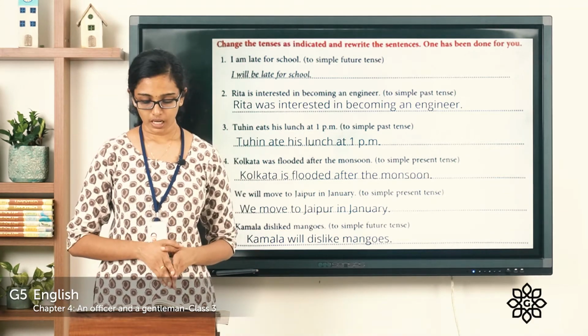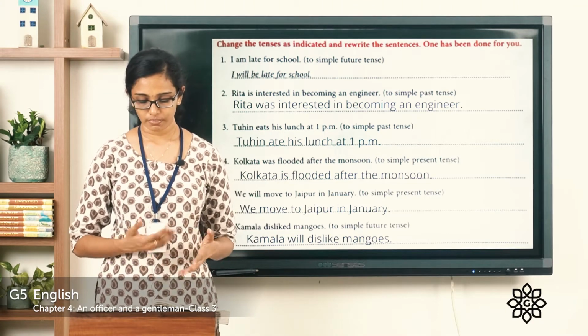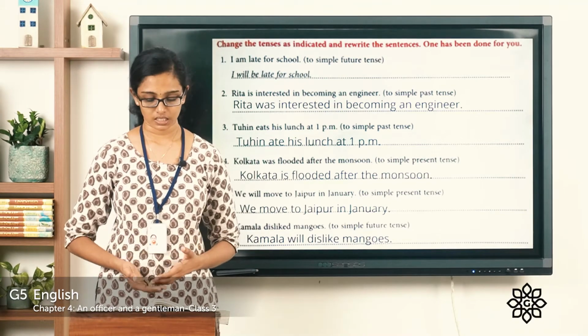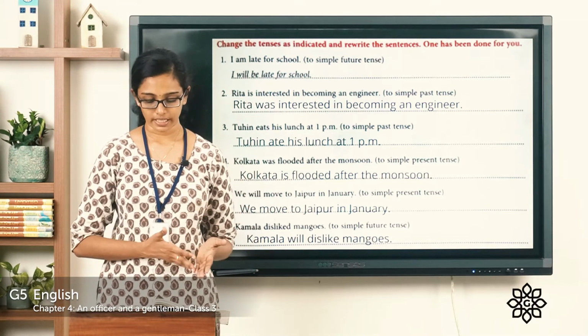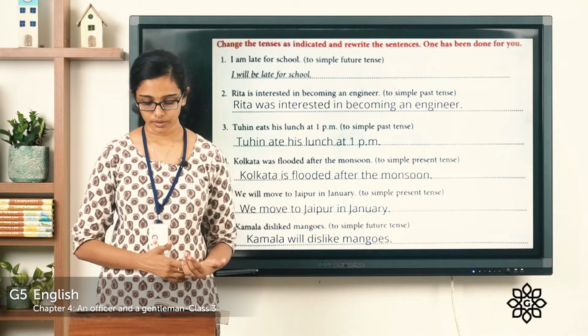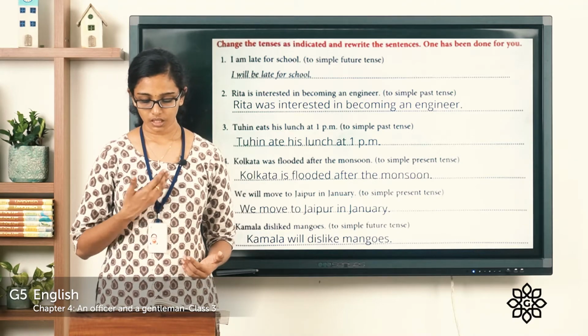Now the fourth one. Kolkata was flooded after the monsoon. To simple present tense. So the sentence given here is in simple past tense. Kolkata was flooded. It was flooded in the past. It was flooded after the monsoon. So how do you convert that to a simple present tense form? Which is the verb here?